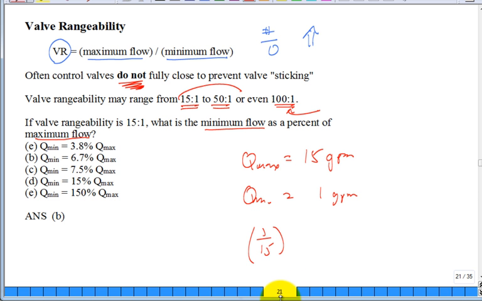You may have an isolation valve that you definitely want to shut it off, okay? But that's different. You have to isolate a system to pull something out and repair it. Then you have those isolation valves.